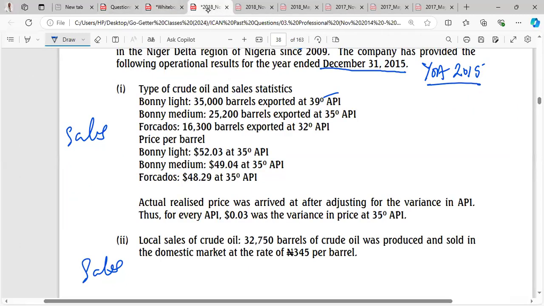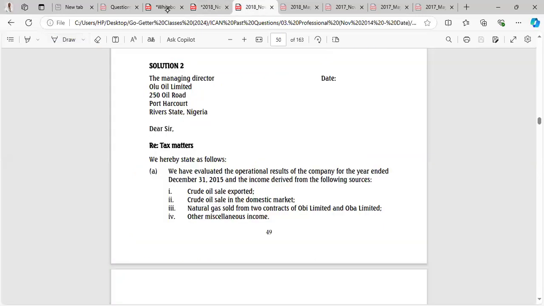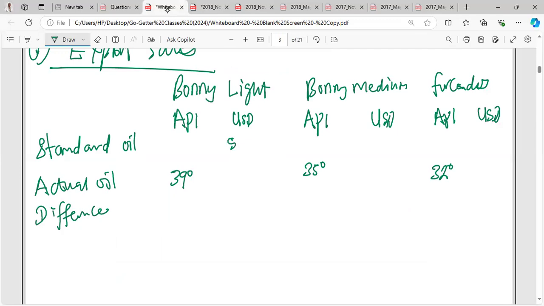Okay, so now price per barrel. This is 52.03 at 35 API. So the price is a standard. Standard is 35. So if you look at all of them, the standard is 35. It's possible that they may have different standard, but just know that your price per barrel is going to be given at standard. So 52.03, this is 52.03, and this is 35.